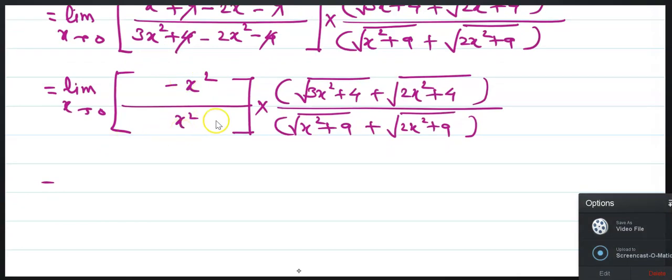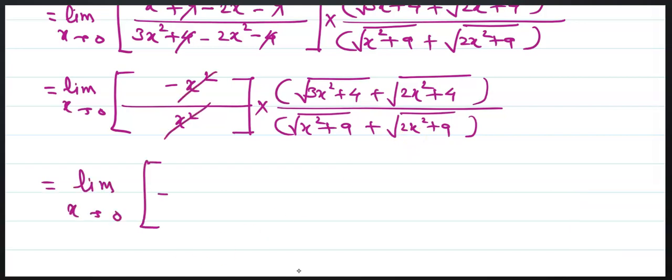You will get the minus sign, and now here is also root of 4 plus root of 4 upon root of 9 plus root of 9. That is 2 plus 2, 4, and 3 plus 3 is 6. That is a minus. Now see this here, x square gets cancelled.